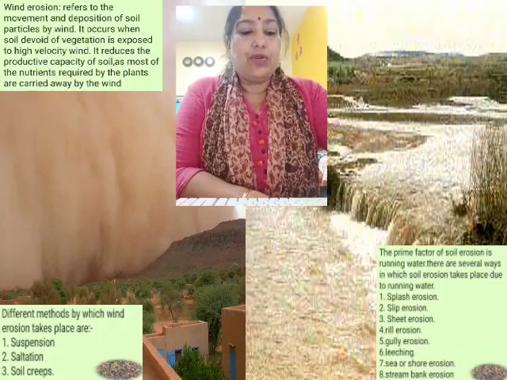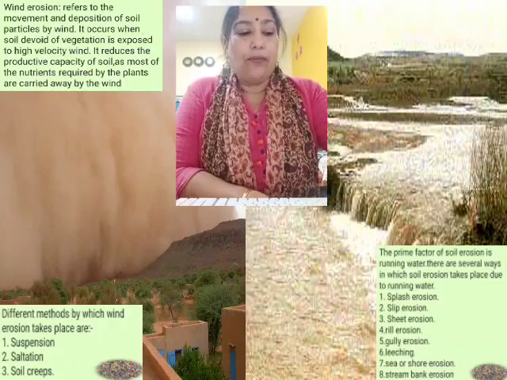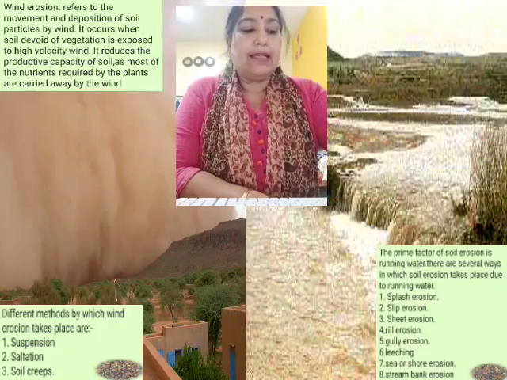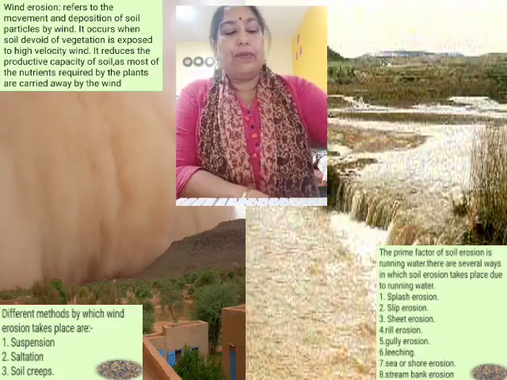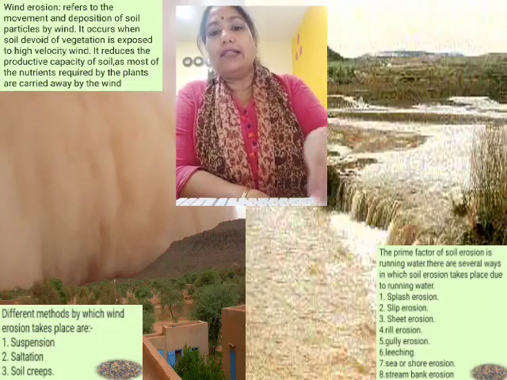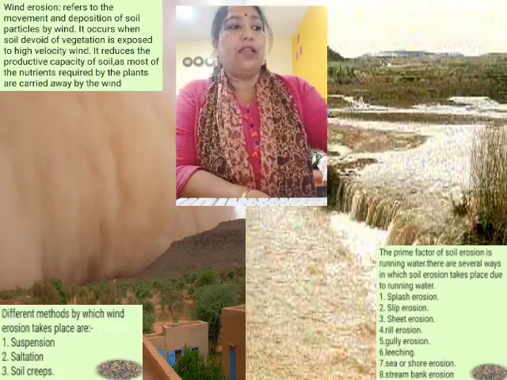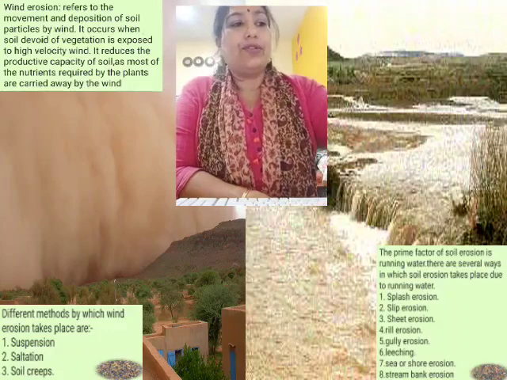When sheet erosion continues for long, the silt-laden runoff forms many finger-shaped rills or grooves over a large area. This is called rill erosion. It is the intermediate stage between sheet erosion and gully erosion. Now, what is gully erosion?